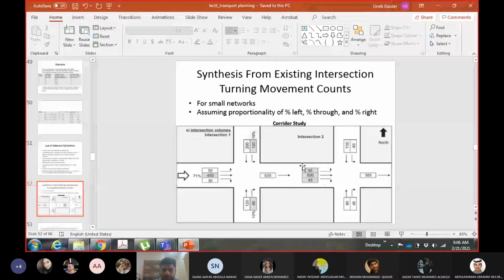Now first of all, for each movement, you will find out how much is coming from each zone. For example, if you take this one, the total number of vehicles on this link is 630. So the total number of vehicles approaching this intersection is 630. Out of 630, 85 are going left, 500 going straight, and 45 are taking the right turn. Then you have 585 here, from which 45 are coming from here, 40 from here, 500 from here.